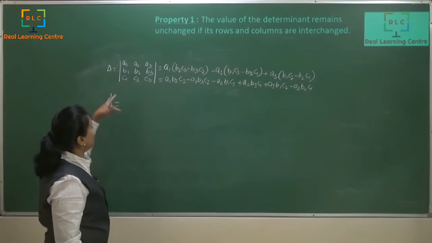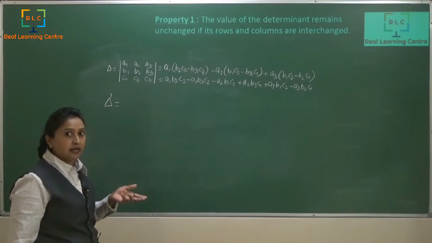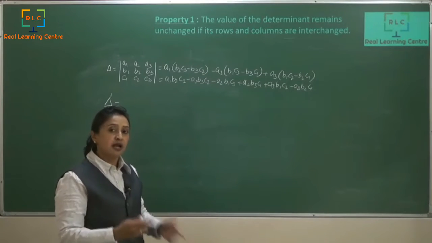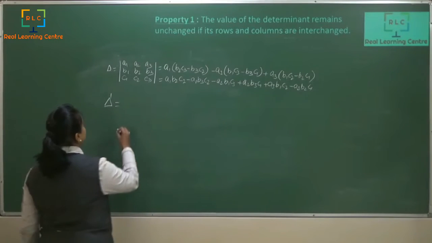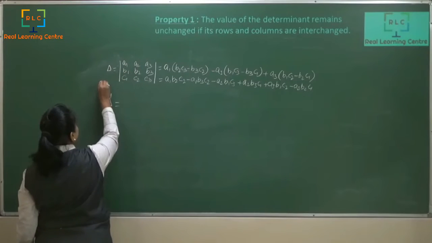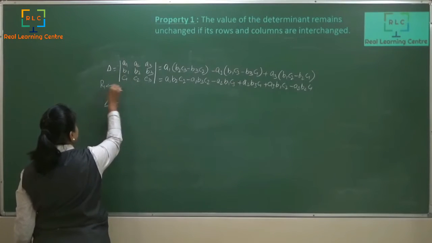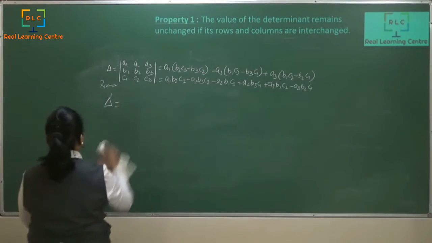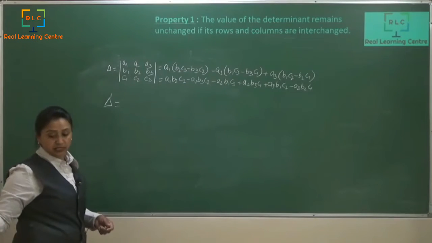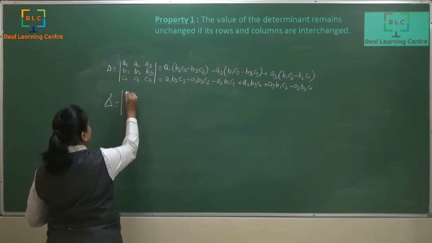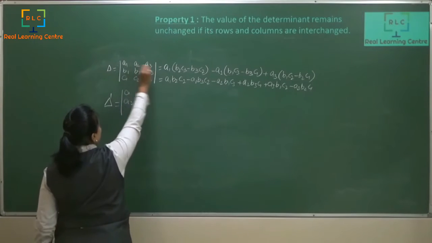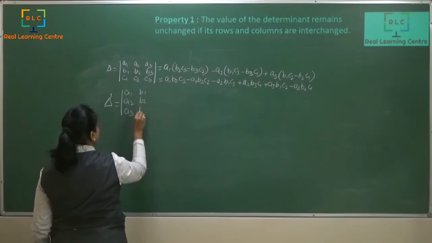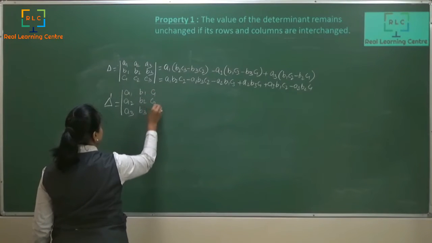Okay, now delta dash. What is the property telling? The property tells that if you interchange rows and columns, the determinant value will not change. I will interchange and see now. I should be interchanging all the rows and columns, is it not? So all rows and columns I'll interchange. Row number 1 will become column number 1 here: A1, A2, A3, like this. B1, B2, B3, C1, C2, C3.